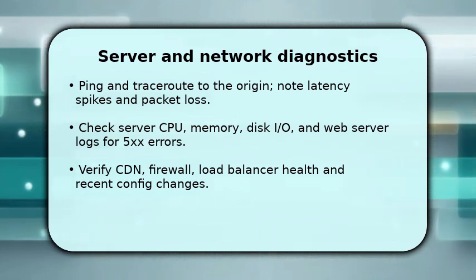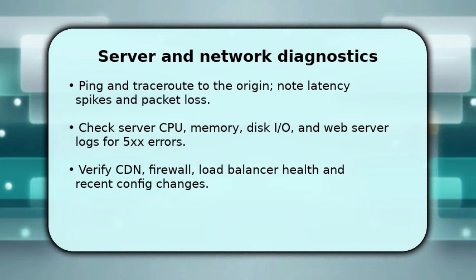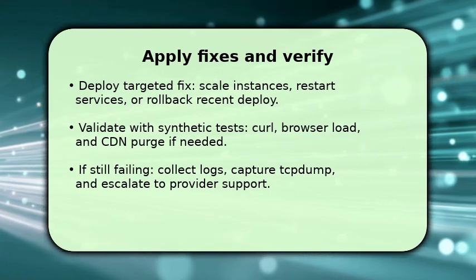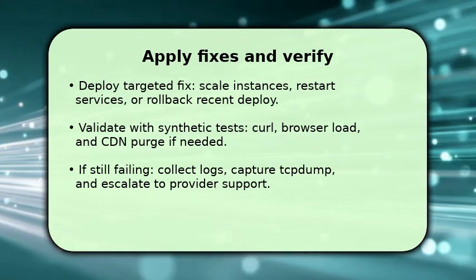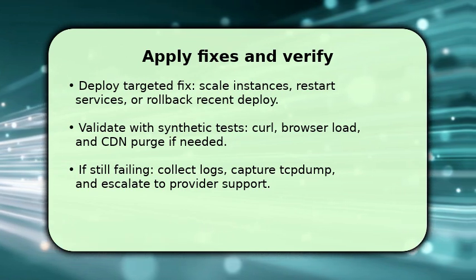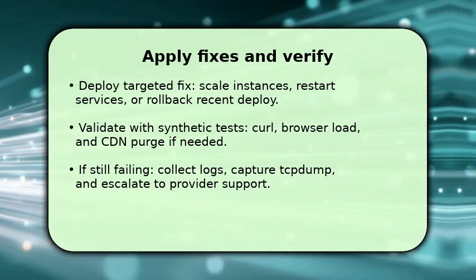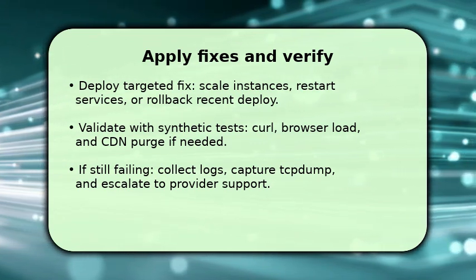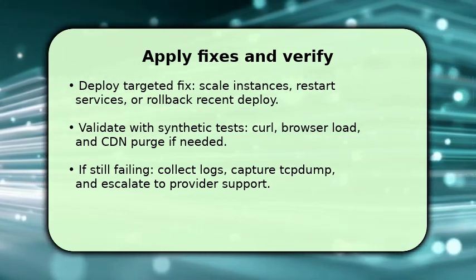You apply the corrective action based on your diagnosis. Scale instances or horizontal auto-scaling if overwhelmed, restart failing services if a process hung, or roll back the last deploy if a recent change caused the regression. Once done, validate using curl, load the site in a browser, and purge CDN caches to ensure fresh content.